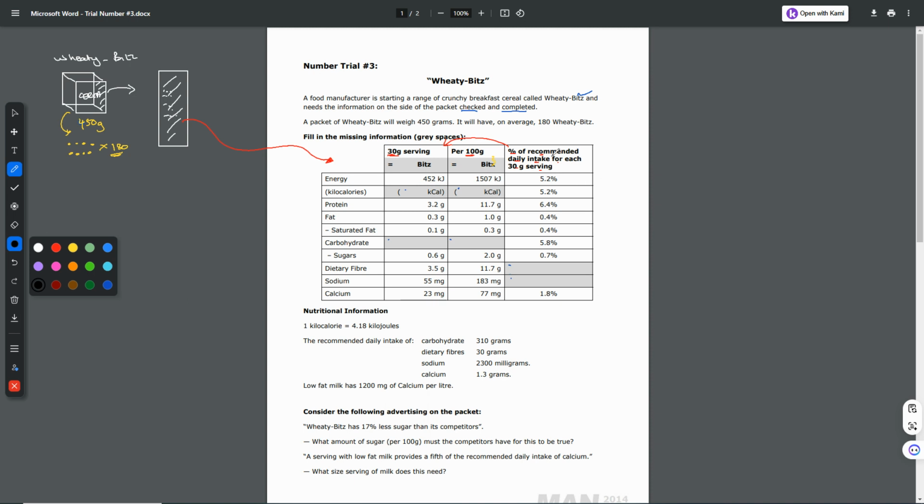Oh, what does that mean? Percentage recommended daily intake for each 30 gram serving. So basically, as human beings, we need energy. So as a human being, we need a certain amount of energy, which is 100%, right? If we have a bowl of 30 grams, of that 100%, we're only going to get 5.2% from this bowl. And that's what that's saying. That's saying that you will get 5.2% of your daily required energy from a 30 gram serving of this bowl. Obviously, 100 grams will change accordingly.